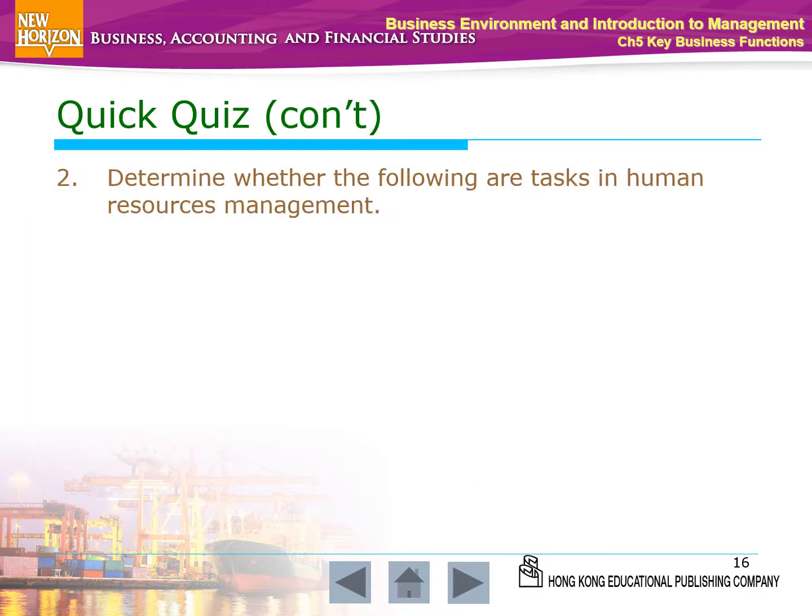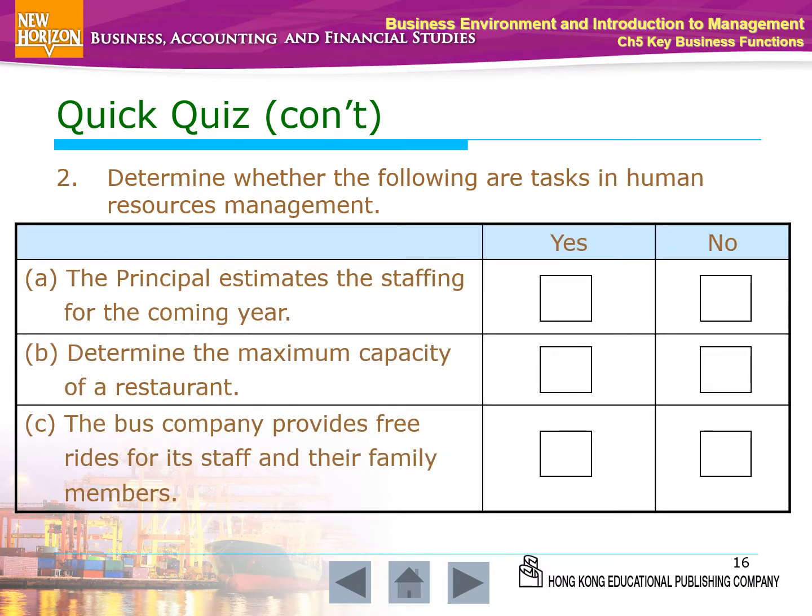Okay, question number two, determine whether the following are tasks in human resources management. We are given three tasks. A, the principal estimates the staffing for the coming year. That means that the principal, Mr. Lee, will see if a recruitment will be needed in May this year to make sure that new staff come to the school. So is this kind of staffing a task in human resources management? Yes, all right.